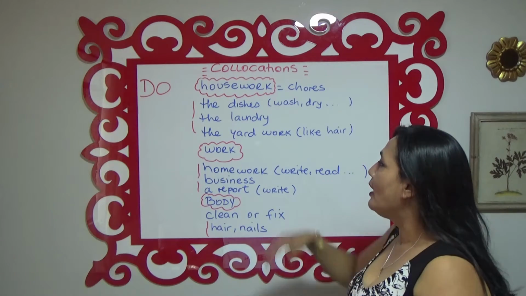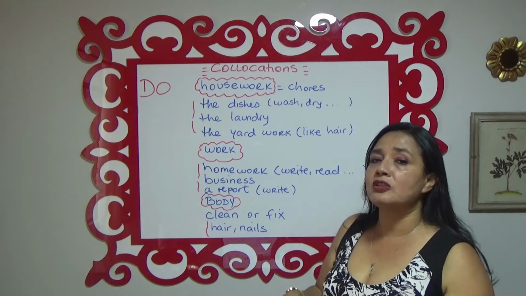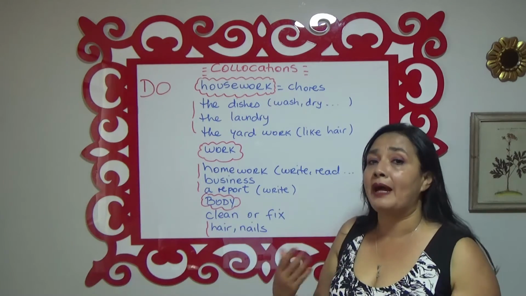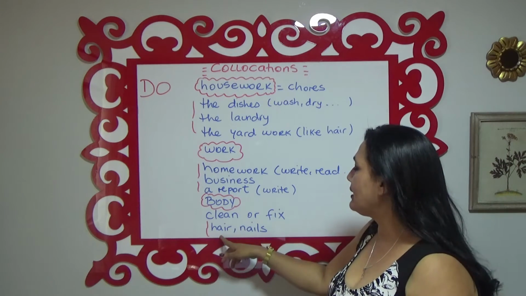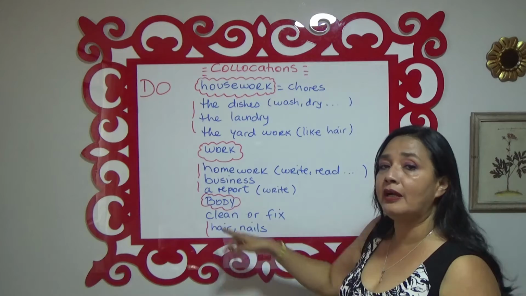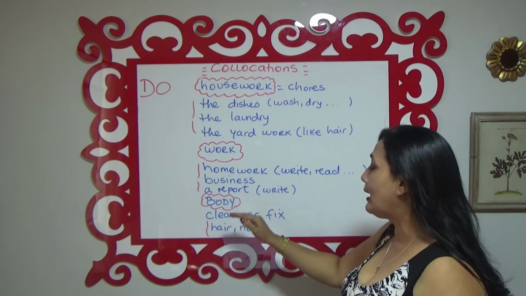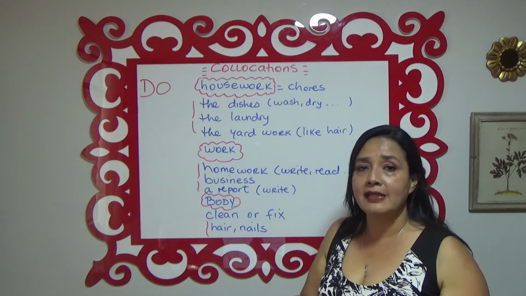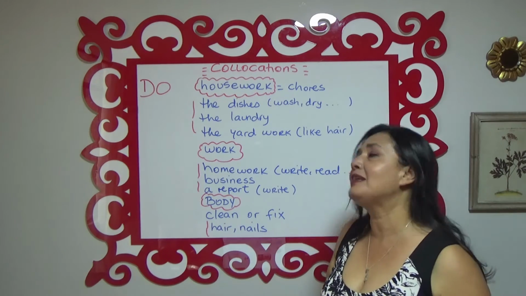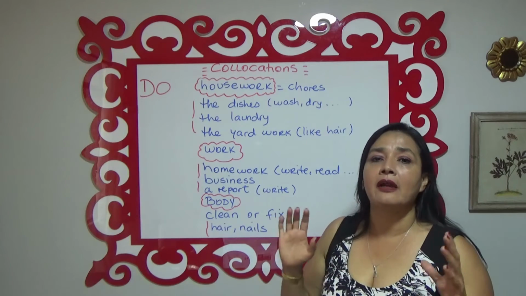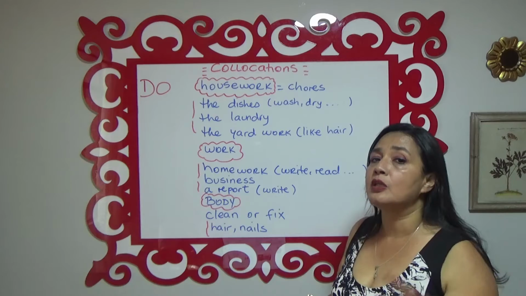All right? Also, in the case of do, we are going to talk about collocations that deal with your body. And here you have expressions like I'm going to do my hair or I'm going to do my nails. It means that you are going to clean them or fix them or comb them in a different way. All right? So these collocations are going to help you notice that you are going to use do.